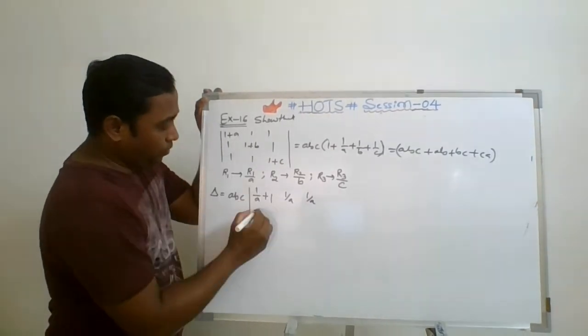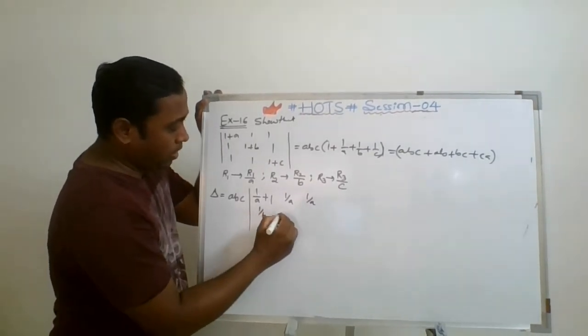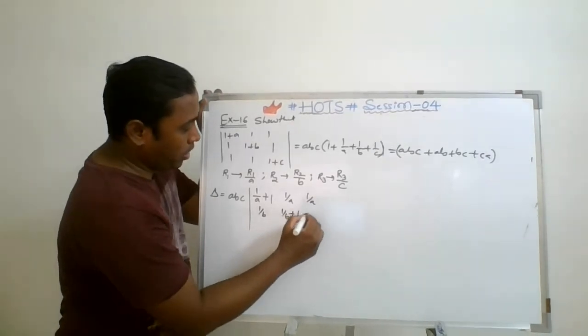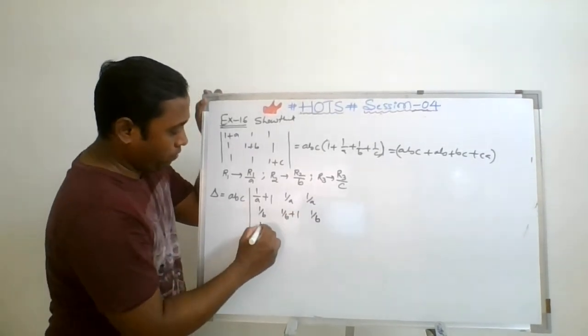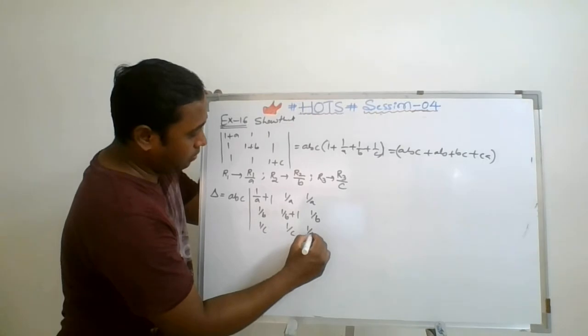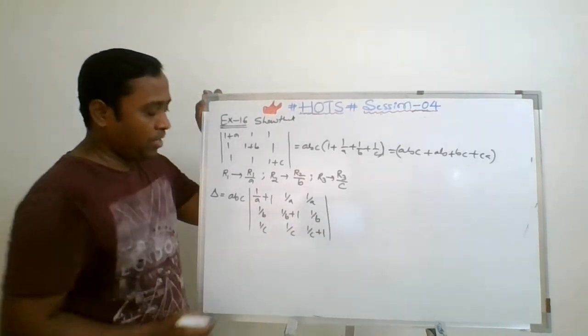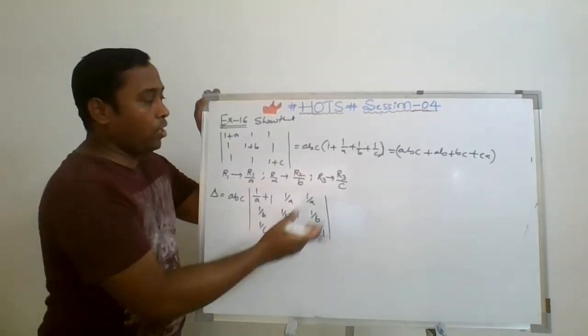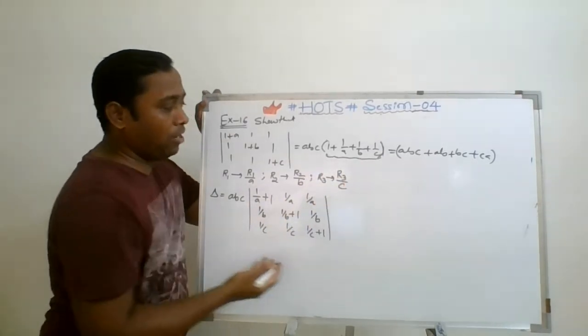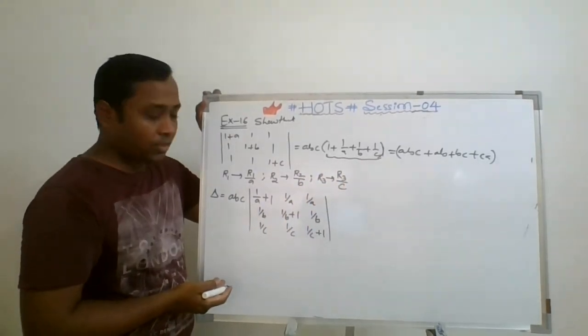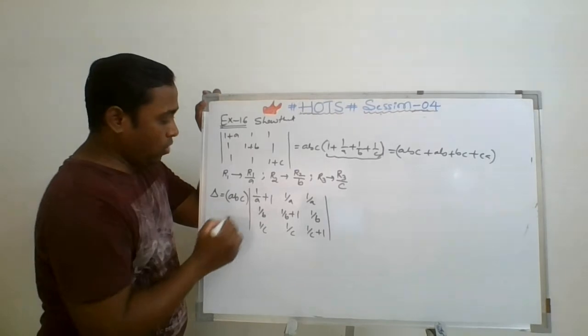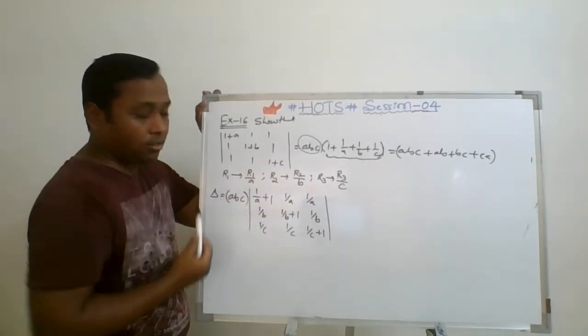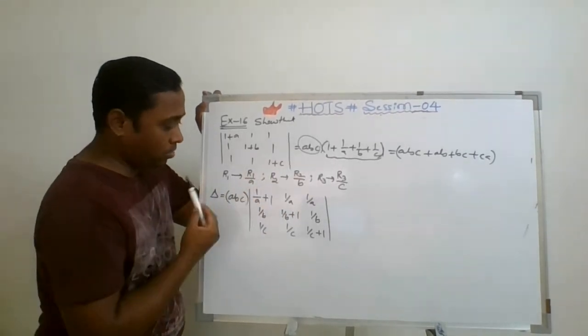Okay, and then what we have? Second row: 1 by B plus 1, 1 by B, 1 by C, 1 by C, 1 by C plus 1. Now it's so simple, what we are looking for is this factor. So ultimately we are going to get that one. Simple as that. Already we got ABC as a common factor. Sorry, already this is there.